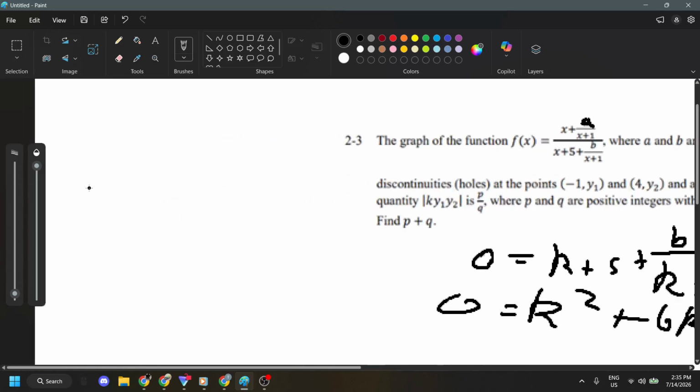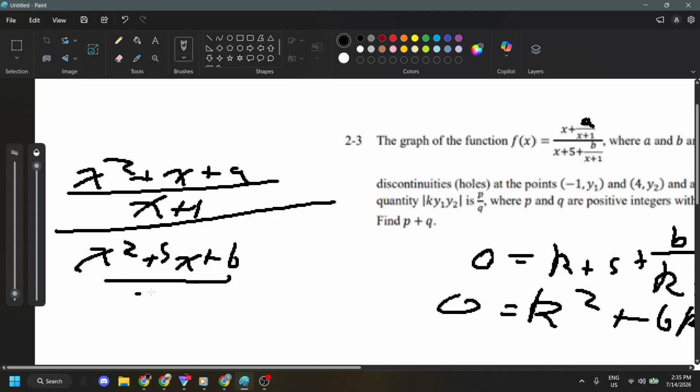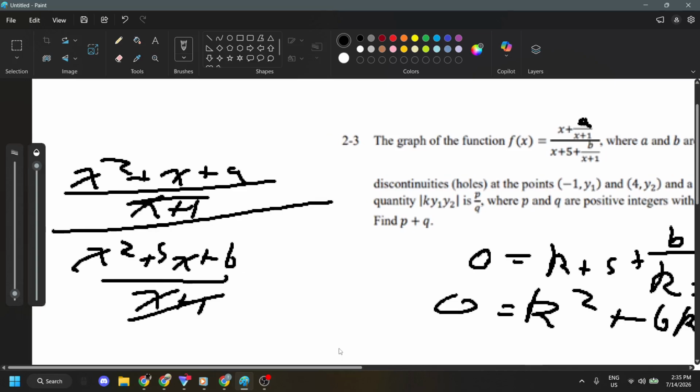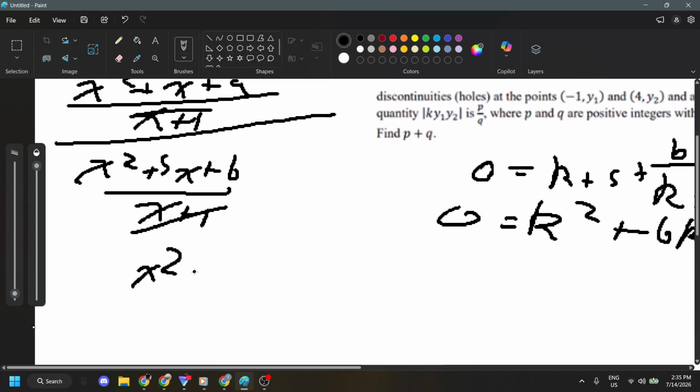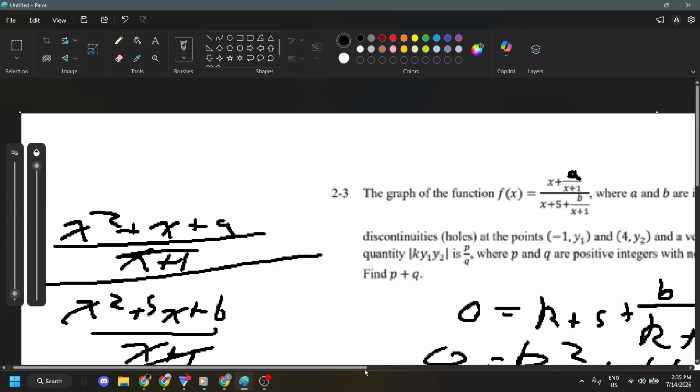We get x squared plus x plus a over x plus 1 all over x squared plus 5x plus b over x plus 1. Then if we cancel these out for the hole, we just get x squared plus x plus a over x squared plus 5x plus b. And that's our vertical asymptote right there.